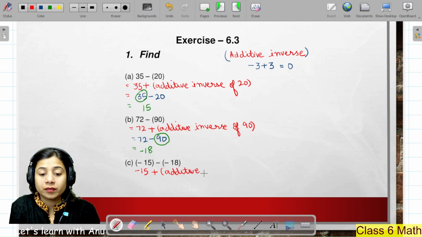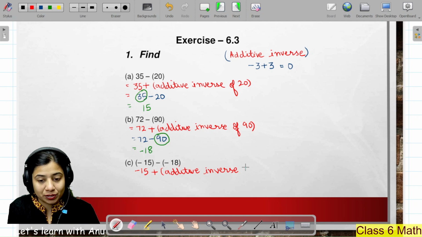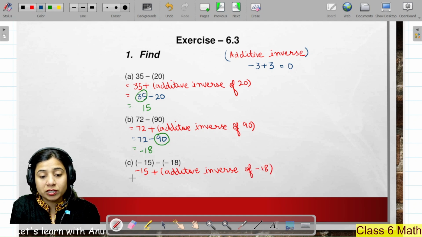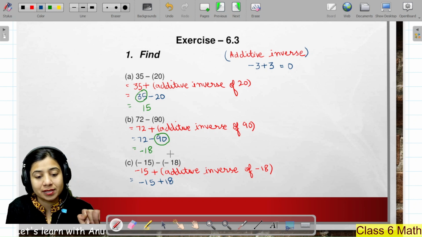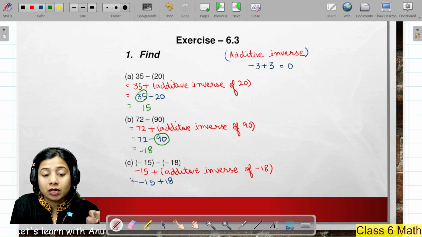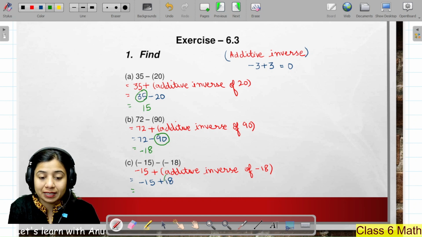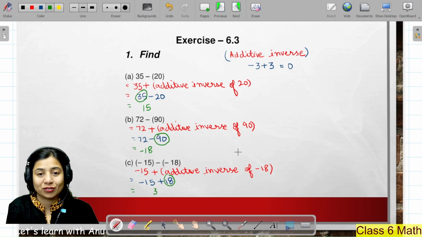Moving to C part, minus 15 plus additive inverse of minus 18. So here we have negative numbers, so its additive inverse will be positive, right? So here it will be minus 15 plus 18, right? Because additive inverse of minus 18 is plus 18. Now same method, opposite sign subtraction is happening and sign will come of bigger number, that is 18. So it is 3, that is positive 3.